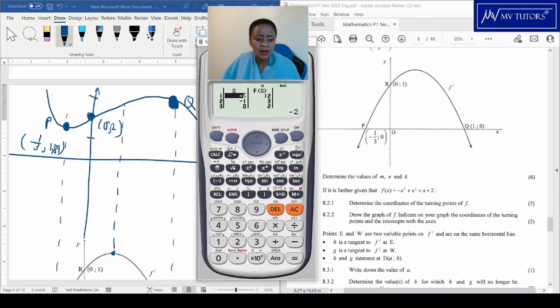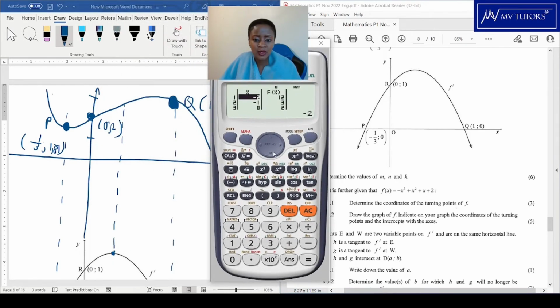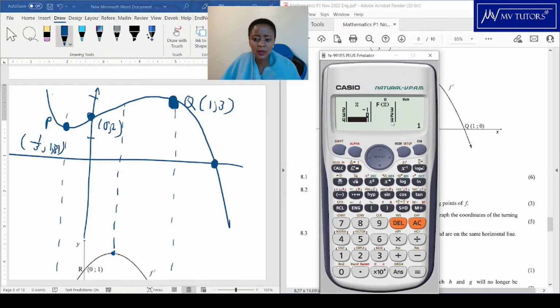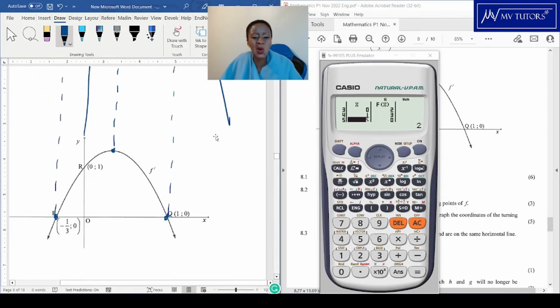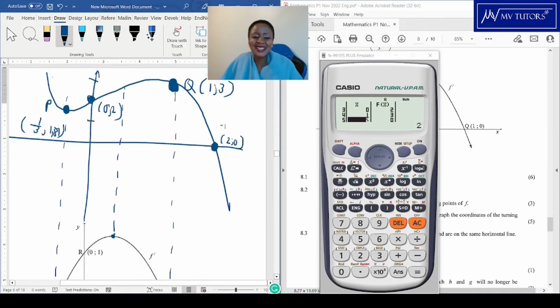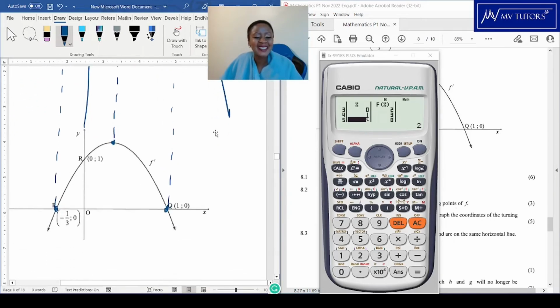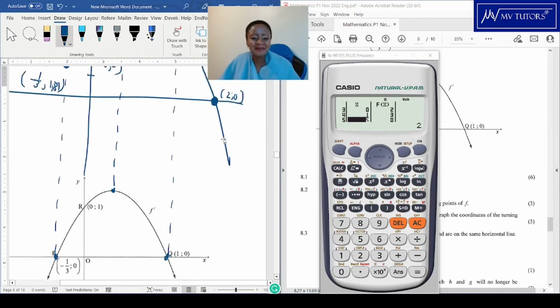And we can see at -2 we have 12, at -1 we have 3. At x equal to 0, we have 2. Yes, that's correct. At 1, we have 3. Yes, that's our turning point. Okay, so this is 2 and 0. Okay, I feel like this function is very ugly. But you get the drift, right? This is how it looks.